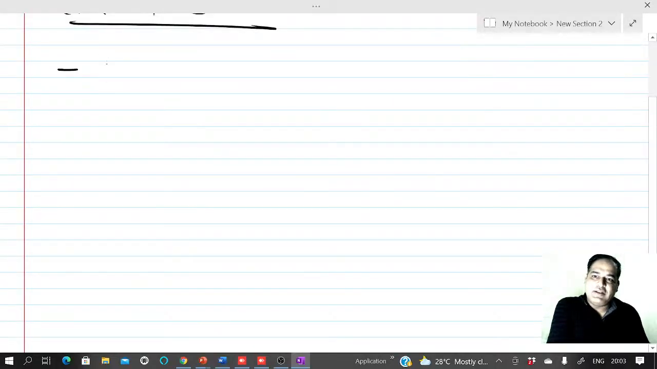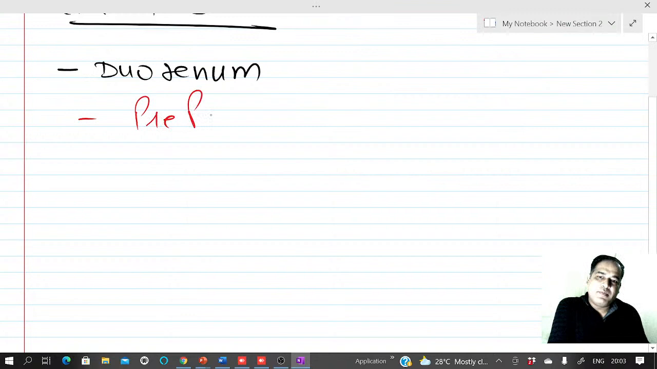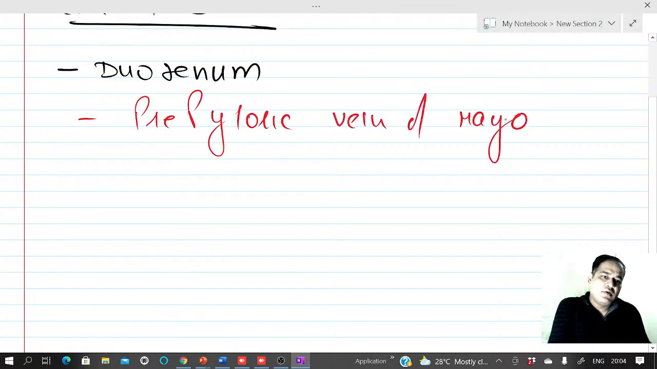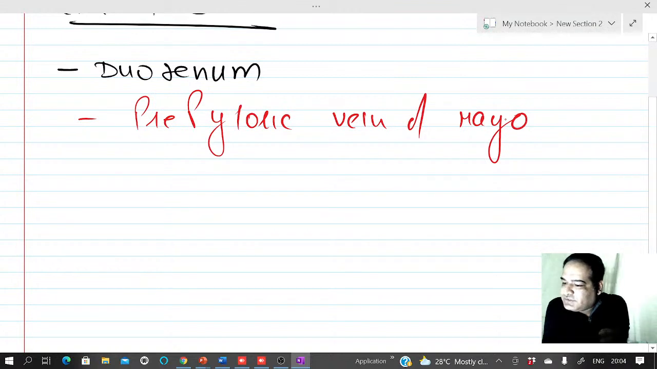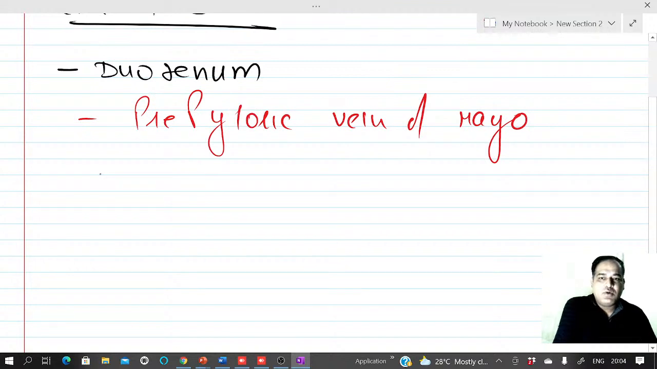So the intestine begins at the duodenum. And what marks the beginning of the duodenum is the pre-pyloric vein of Mayo. So anything proximal to this pre-pyloric vein of Mayo is stomach, and anything distal is duodenum.